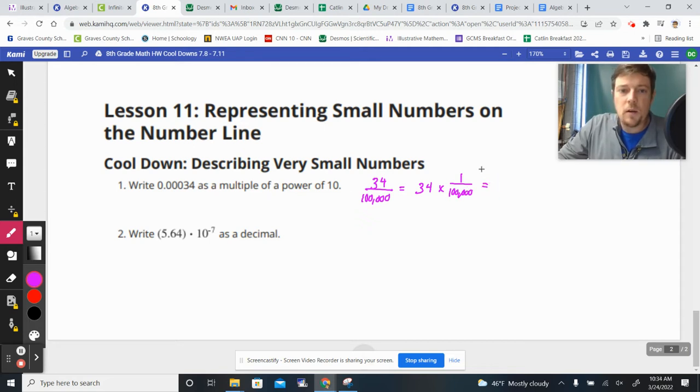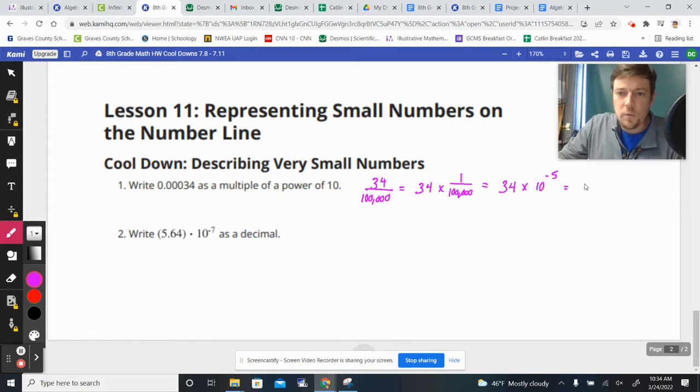And to find out what that's going to be, you've got a couple of different strategies. You can count 1, 2, 3, 4, 5 zeros in that denominator. Or before we even thought about it like this, we could have thought of it as 1, 2, 3, 4, fifth decimal place value, or a place value after the decimal point. So either way that you look at it, it's going to be 34 times 10 to the negative fifth is one way to write it.